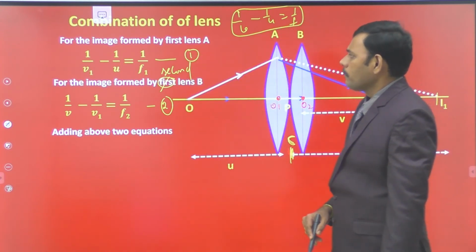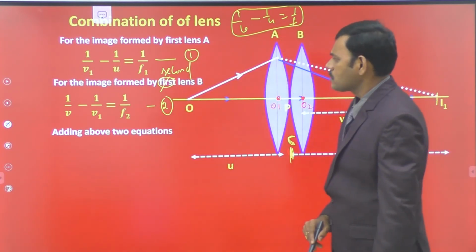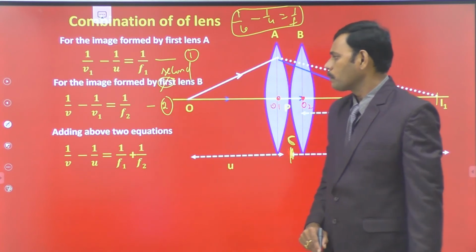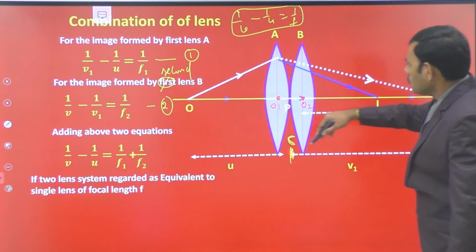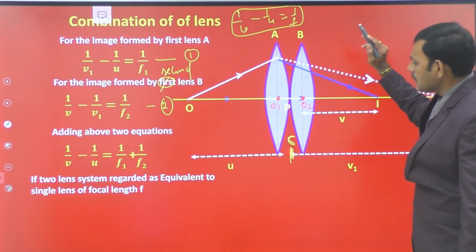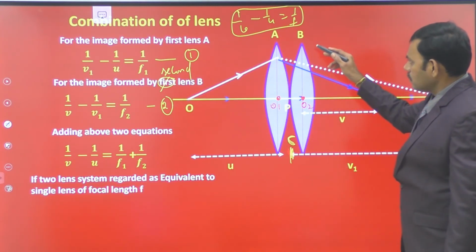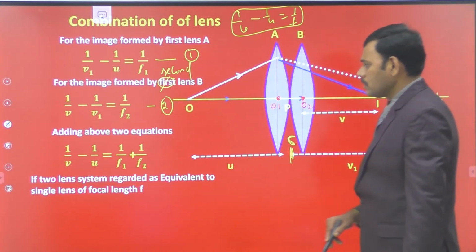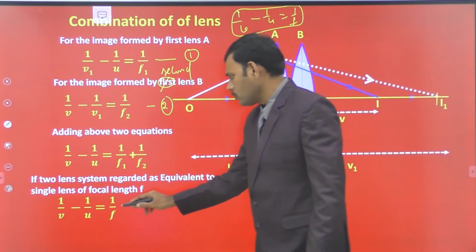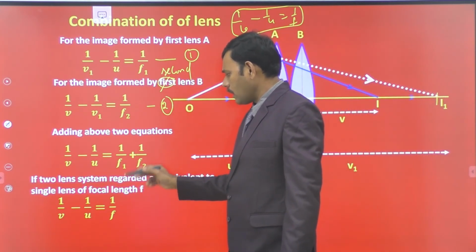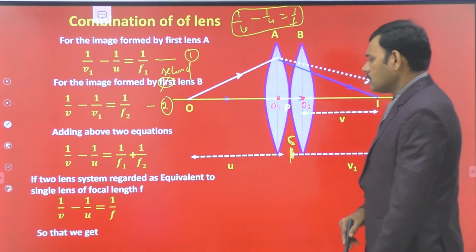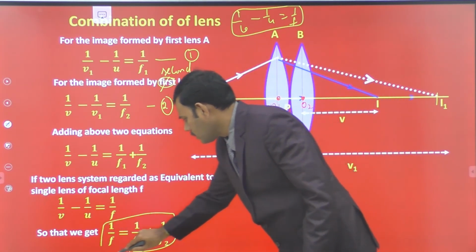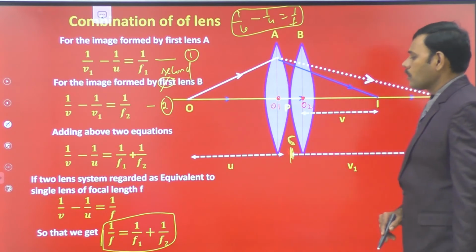Adding these two, 1 by V1 and minus 1 by V1 get cancelled, so that we get 1 by V minus 1 by U is equal to 1 by F1 plus 1 by F2. Here, if we replace the combination of these two lenses by a single lens of focal length F, then 1 by V minus 1 by U is equal to 1 by F. So equating the RHS of these two equations, we get 1 by F is equal to 1 by F1 plus 1 by F2. Here we get the equation for the effective focal length of a combination of lenses.